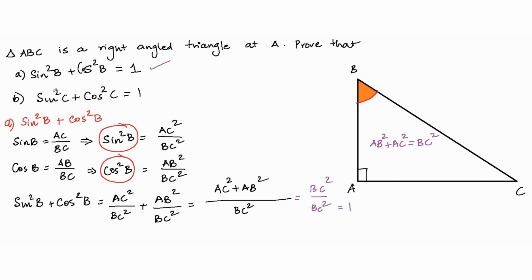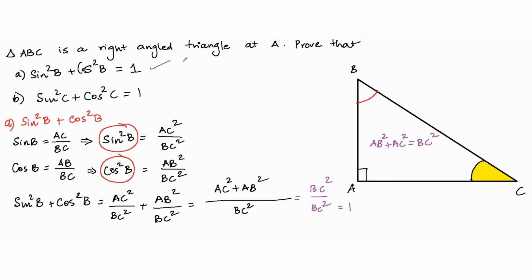Okay, let us now solve the second subpart, which is sine square C plus cos square C. So now that I am going to find sine square C plus cos square C, it means that angle C is the angle of reference now. So let's take angle C now, and let's mark angle C.